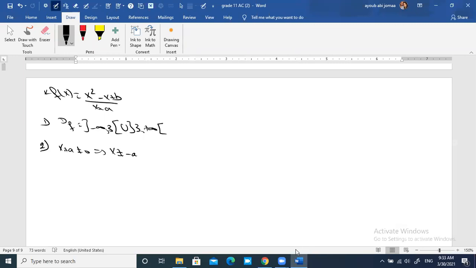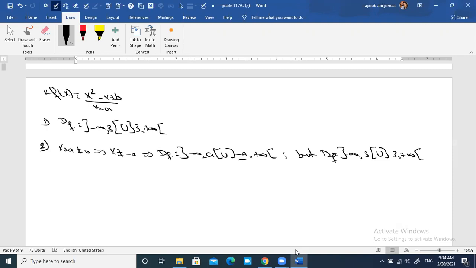The domain of the function f is from negative infinity to negative a, union from negative a to positive infinity. But the domain of f from the table is from negative infinity to 3, union 3 to positive infinity. Okay, this means that negative a is the same as 3. It means that negative a is equal to 3, and so a is negative 3.